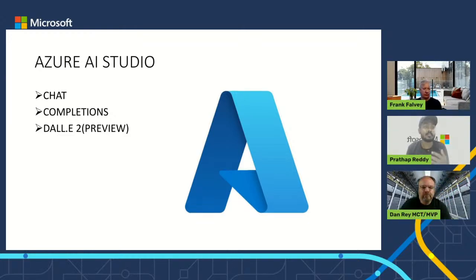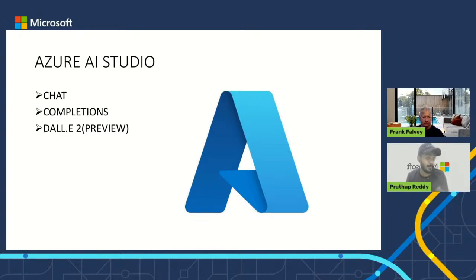You have to generate your own image generation. So let's see why DALL-E, chat, and completions are in Azure AI Studio. So why are they real? So why am I showing the two videos?